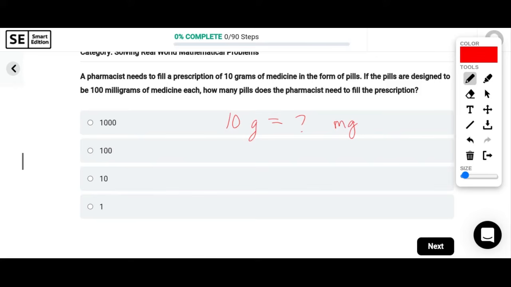So we can either use our mnemonic phrase, King Henry died while drinking chocolate milk, or we may remember that there are 1,000 milligrams in a gram. So I can just multiply this times 1,000 and I will get 10,000. Okay, so there's 10,000 milligrams total, and it's saying that it should be given in 100 milligram doses. So I'm going to divide this by 100 to see how many pills we will need. So 10,000 divided by 100 will give me my final answer of 100 pills.